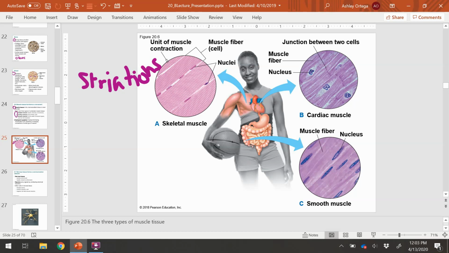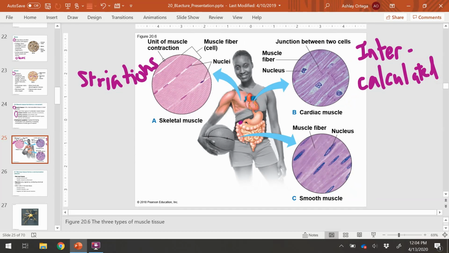Compare that to your cardiac muscle, which also has striations, but what you see here is labeled as a junction between two cells. That is an intercalated disc. Intercalated, can't spell, sorry, calculated disc. And so that allows for better, quicker communication between cell and cell.